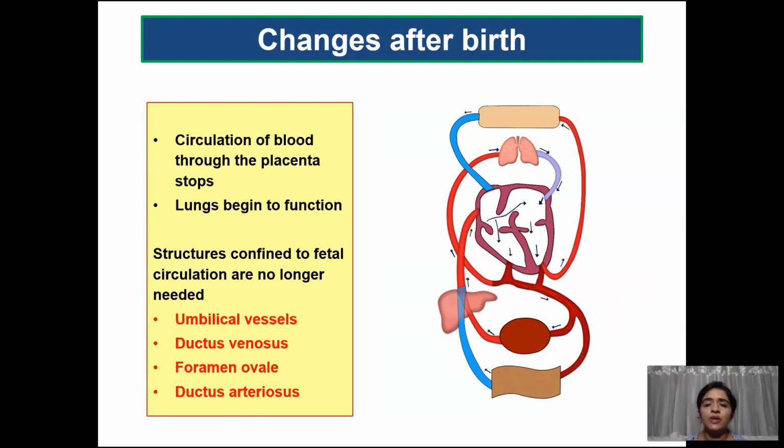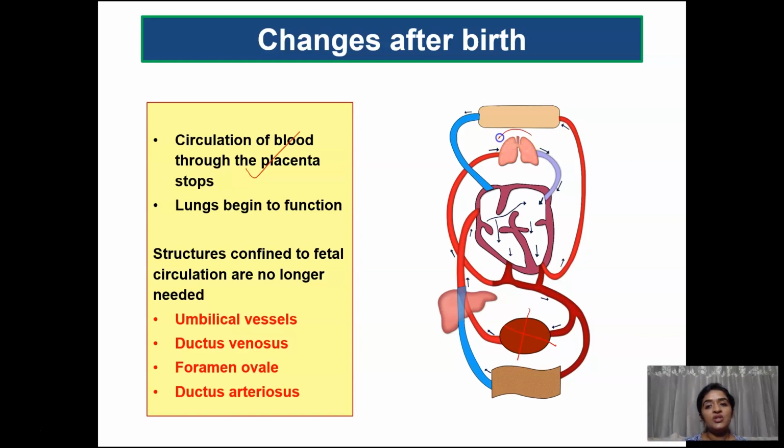Now we will discuss what are the changes you expect after birth. So circulation of blood through the placenta stops. We know after birth what happens? We will separate the fetus from the placenta. So there is no more circulation through the placenta, and of course the placenta will get detached from the mother's body as well. So it is just a dead structure after the birth of the fetus. So there is no more circulation of blood through the placenta.